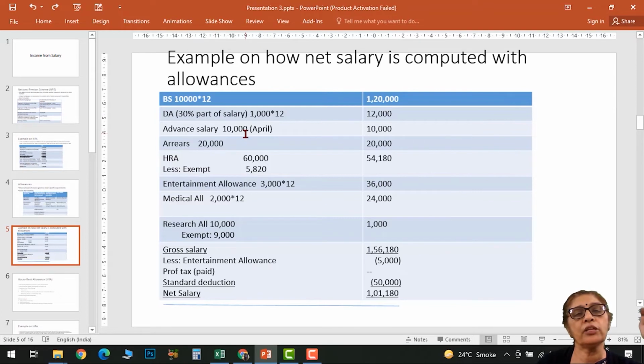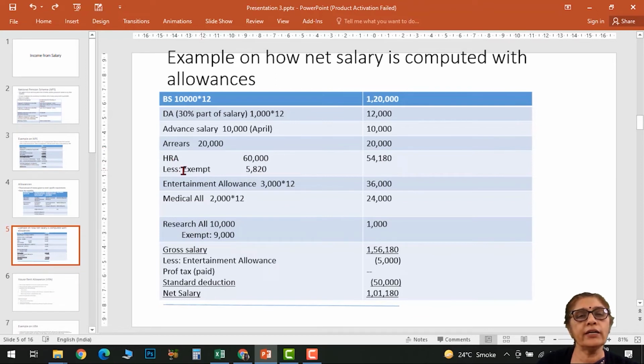Advance salary for the month of April, we have already done. Due or received, whichever is earlier. So advance has been received, though not due yet, but it will be taxable. Arrears, this also we have done. Arrears are an exception to due or received, whichever is earlier. Arrears are always taxable on receipt basis. So the entire 20,000 would be taxable.